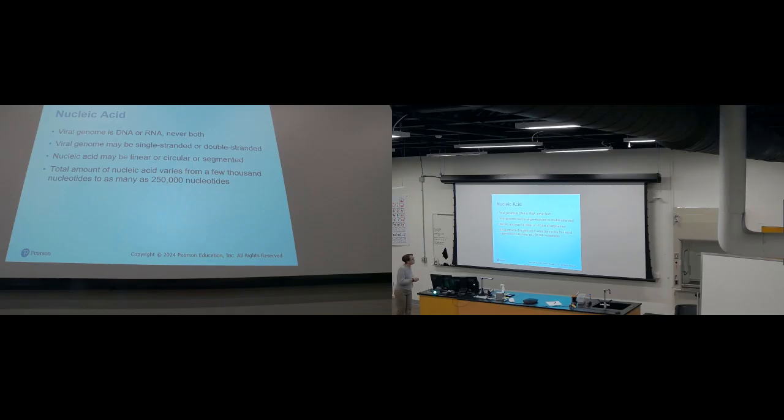So when it comes to the number of nucleotides that a virus can have in its nucleic acid, independently of which one it is, it can be up to 250,000 nucleotides. So their genome is pretty small for the most part. And again, you only have one of these two, DNA or RNA, never both. And then circular, linear, or segmented, double-stranded, or single-stranded.